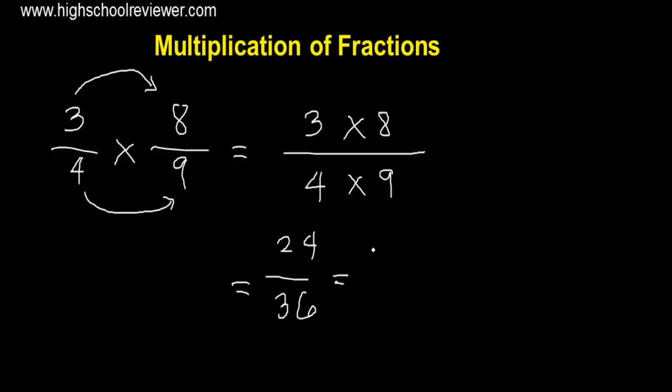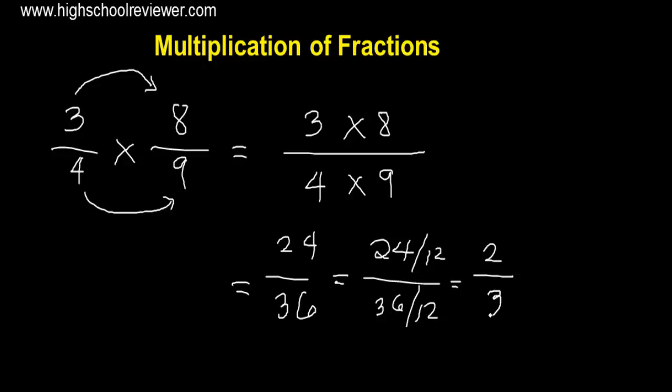So what we will do is that we will divide 24 divided by 12 and 36 divided by 12. 24 divided by 12, that is equal to 2, and 36 divided by 12 is 3. Okay, so 2/3, we cannot simplify this anymore. Therefore now, 2/3 here is our final answer.